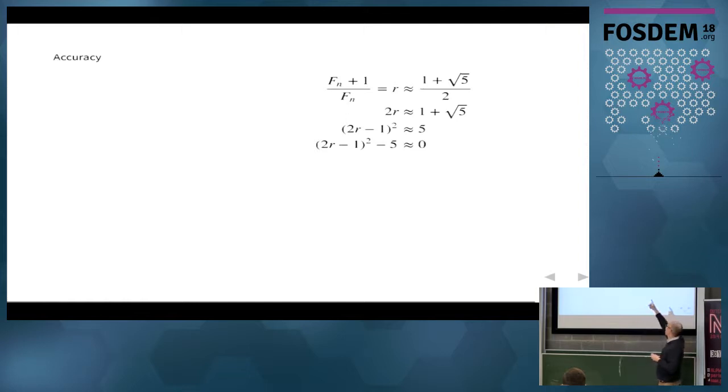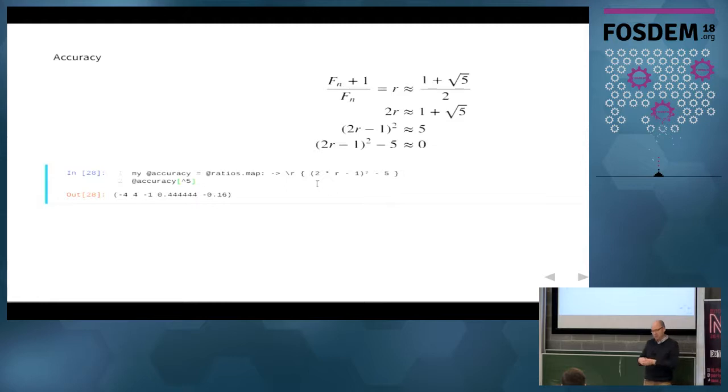So doing a little algebra, we can see that (2r - 1)^2 - 5 should be approximately 0. So we're going to use this number; however close we are to 0, that's how good our accuracy is so far in the Fibonacci sequence, in the ratio. Okay, so we'll take the ratios and convert them into this form to get an idea of the accuracy.